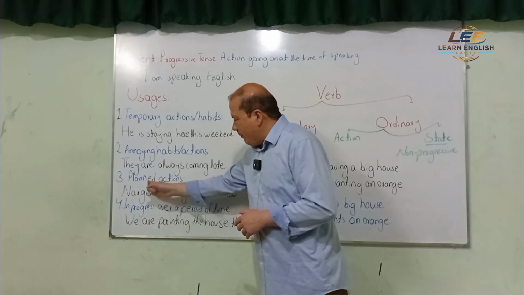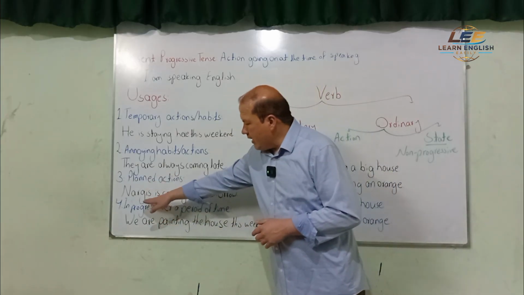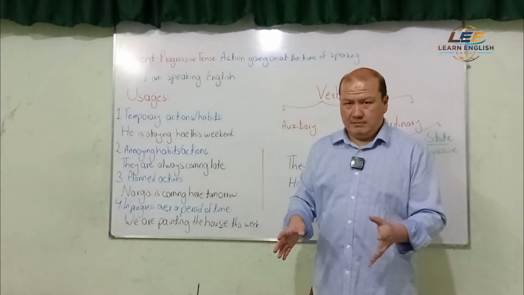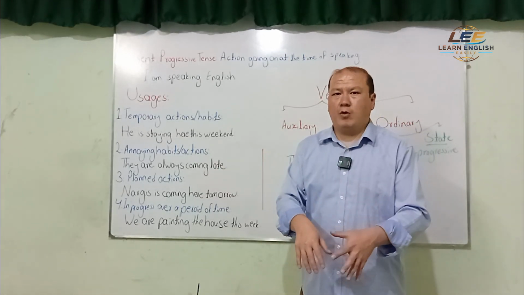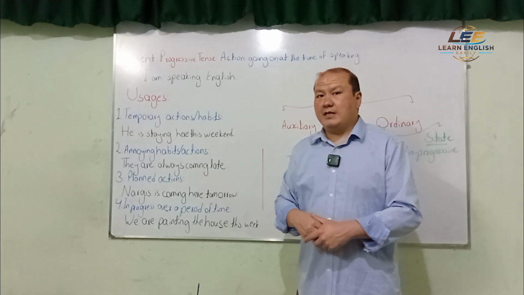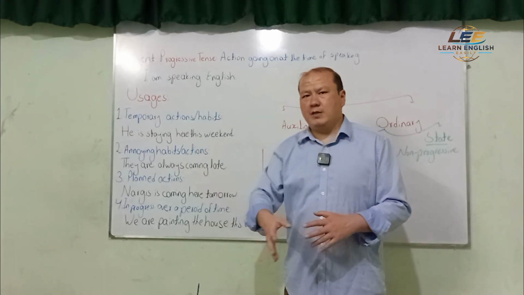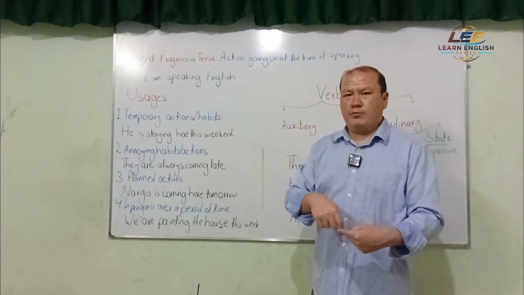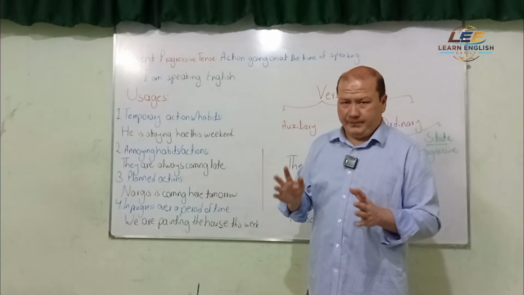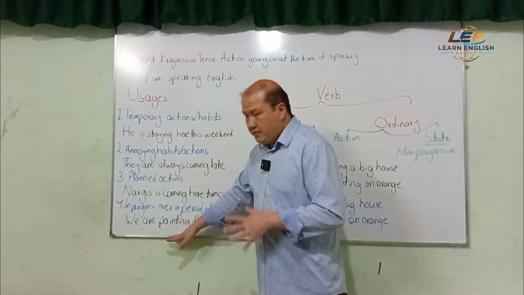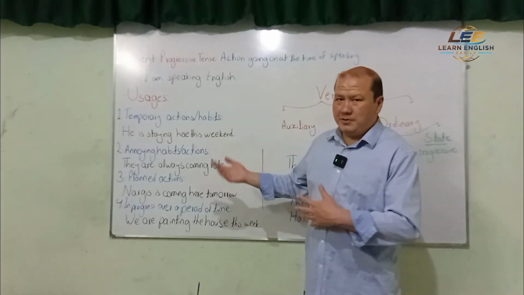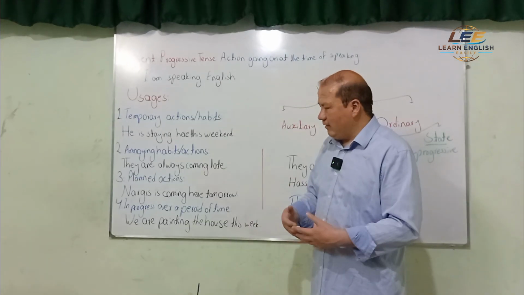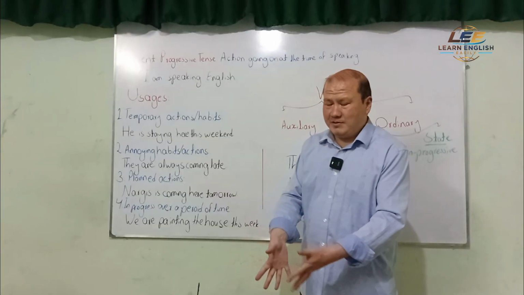The last example of planned action: Nargis is coming here tomorrow. It's already planned that Nargis is coming here tomorrow. It's planned. There's no saying that Nargis will come here tomorrow. I say, Nargis is coming here tomorrow. I've changed simple future to present progressive because it is planned. The last usage that I have brought, it has some other uses as well, but these are the most important ones I've listed. So this is the last of the usages that we discuss in this video.